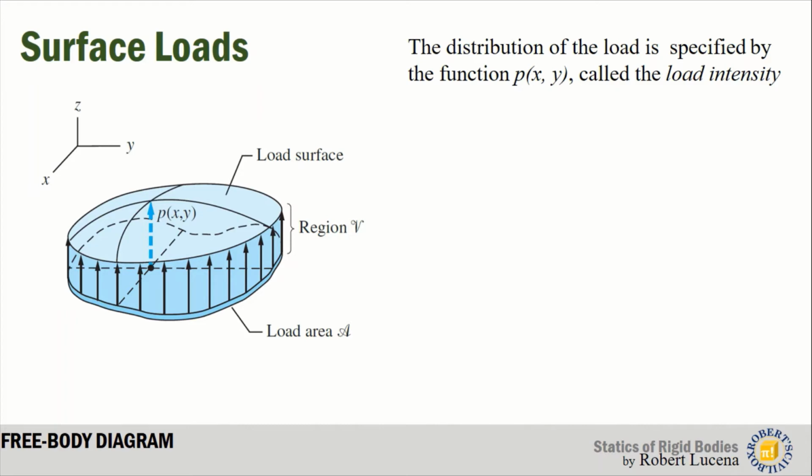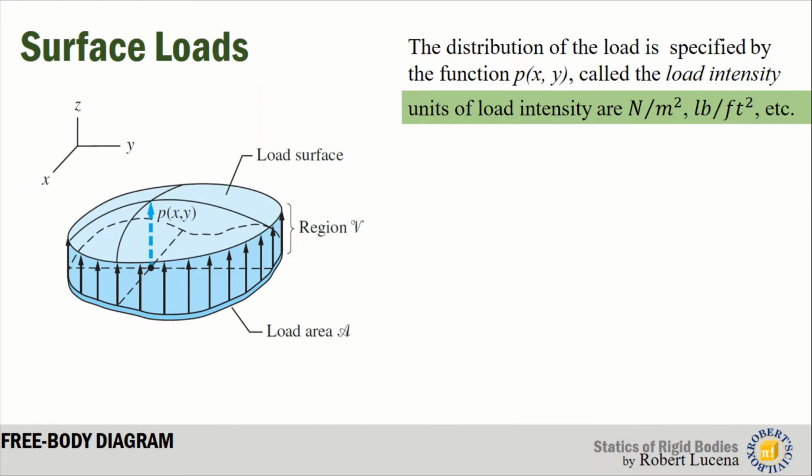So let's discuss surface load. The distribution of the load is specified by the function p(x,y), or called the load intensity. As you can see in the diagram, the load intensity is shown by the height of the arrows in the region V. And the unit for the pressure, since this is force acting over area, in metric we use Newton per square meter, and in US customary units we use pounds per square foot.